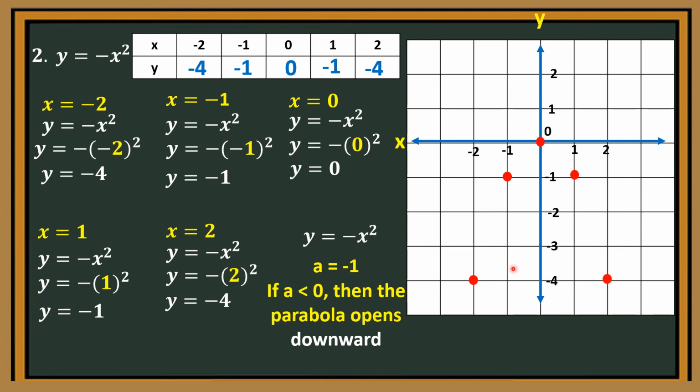So, mapapansin nyo, kung ano yung dots dito sa left side, ganun din sa right side. Let us connect this one. So, the graph of y is equal to negative x squared is open downward.